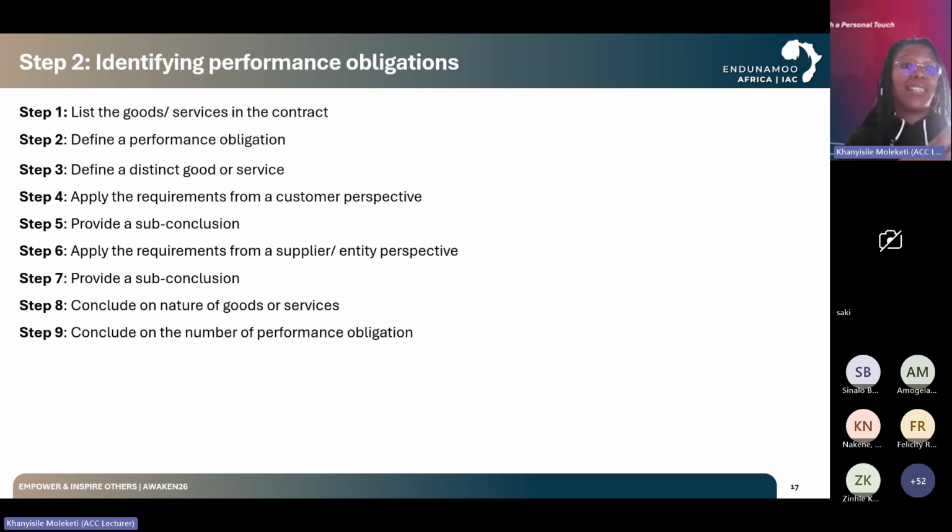Do you guys see the slide? The slide now should have step 2 as the heading, and then there's step 1 to 9 in the body of the slide. Okay, perfect.